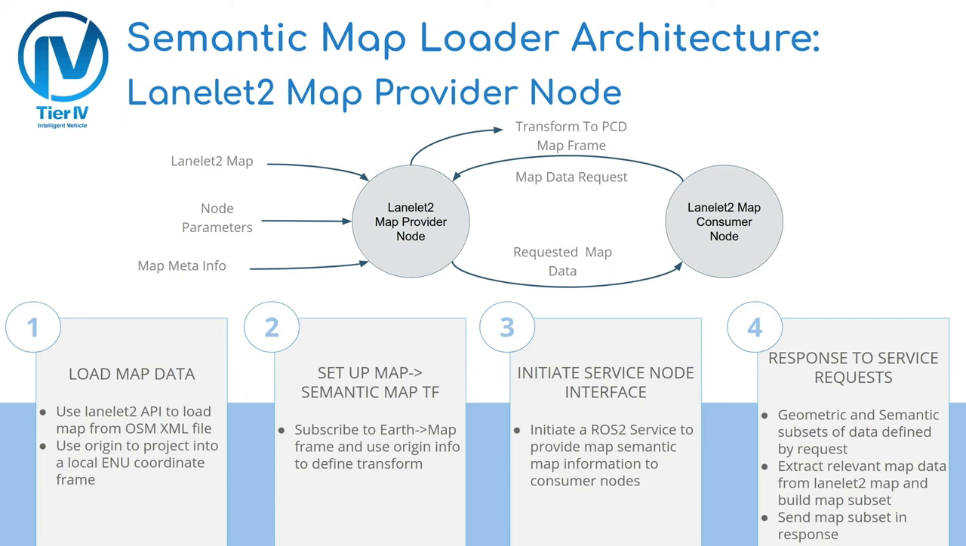Next, the node initiates a ROS2 service interface using a predefined service request and response message structure. Then the node waits to receive service requests. Service requests contain information about the geometric bounds and the semantic data types requested by the consumer node. The provider node then extracts relevant data from the map, builds a subset of the map, and sends that subset as a response to the service request.